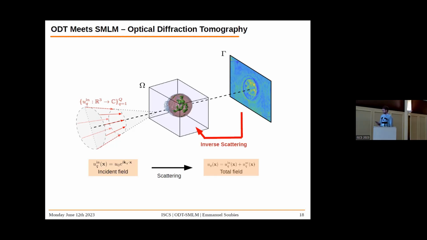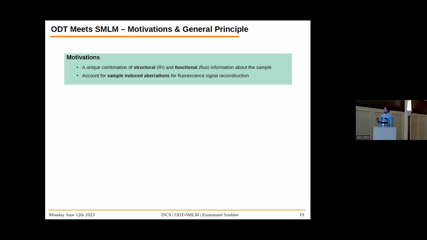And then we have the inverse scattering: from this measurement, we want to recover the refractive index of the sample. So from these two setups, on the one hand, we have the functional information with single molecule localization microscopy, because we can put the fluorescence probes into the structure we are interested in. And on the other hand, we have structural information from ODT. So the goal here is to get these two pieces of information from the same data.